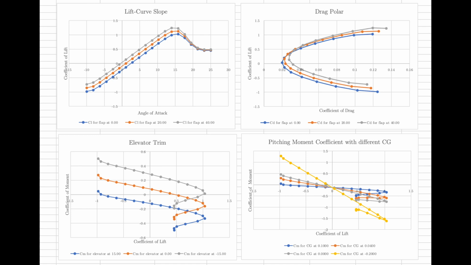The elevator trim for optimal performance would be between 0 and 15 degrees, as this range has the smallest magnitude of pitching moments among the positive coefficient of lift values. However, since flying with a high trim setting is inefficient, a compromise must be found.